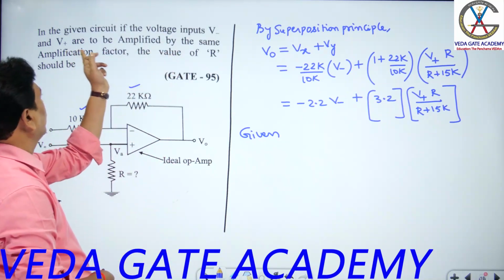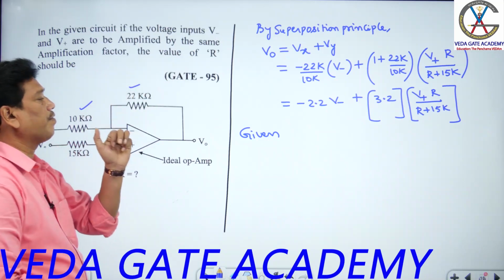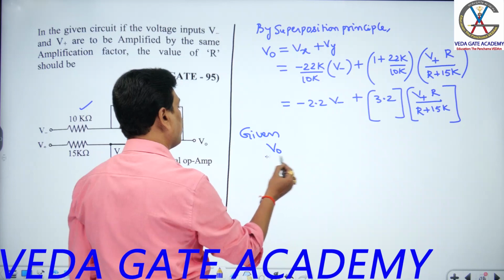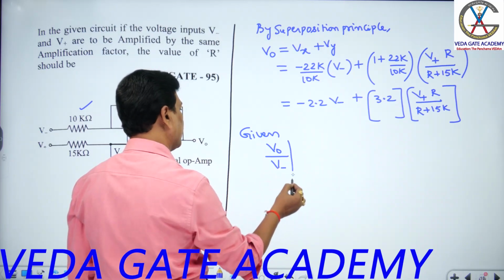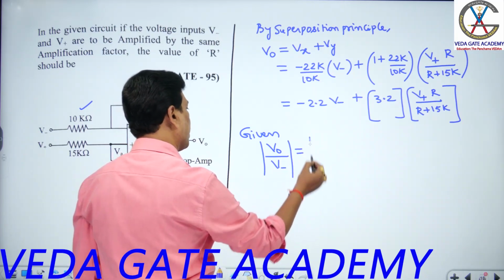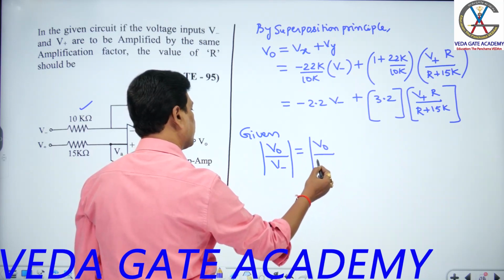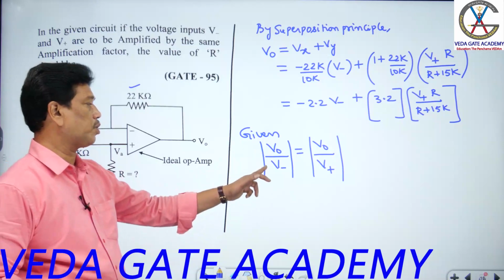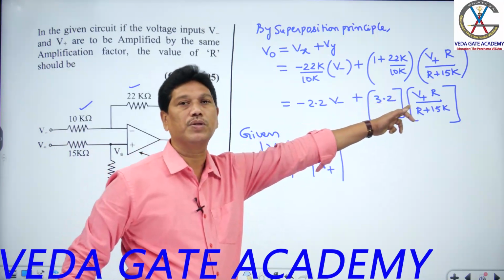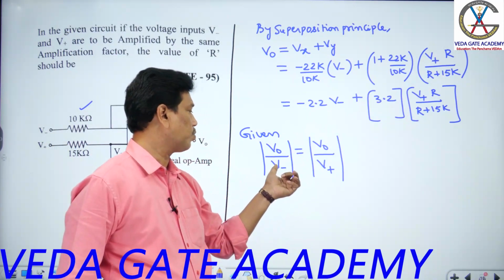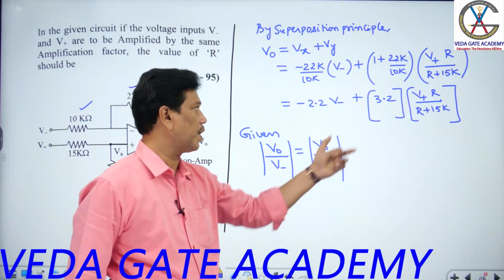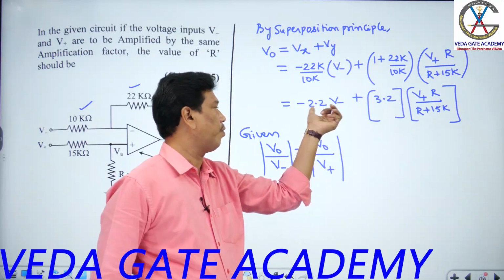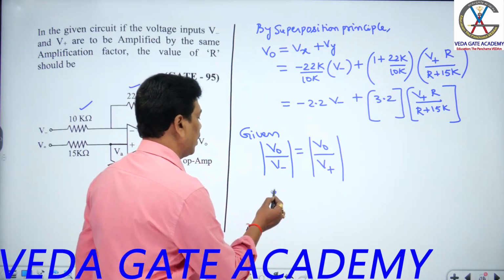To be amplified by the same amplification factor. What is the meaning of that, sir? He said that V0 by V minus equals V0 by V plus. If you consider the output with respect to V minus, at that time V plus should be 0, which means this part is 0. Then what is that value? 2.2, this is 2.2.